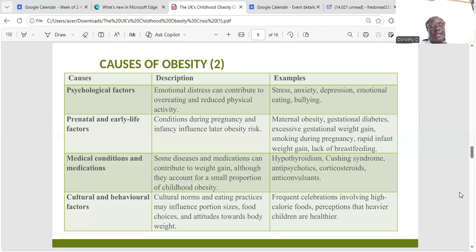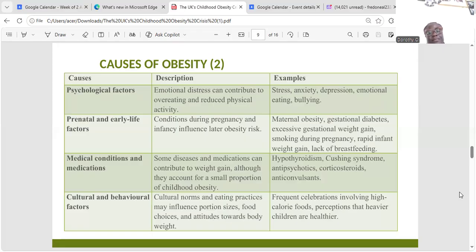Parental and early life factors also cause obesity. Conditions during pregnancy and infancy influence later obesity risk. Examples are maternal obesity, gestational diabetes, excessive gestational weight gain, smoking during pregnancy, rapid infant weight gain, and lack of breastfeeding.